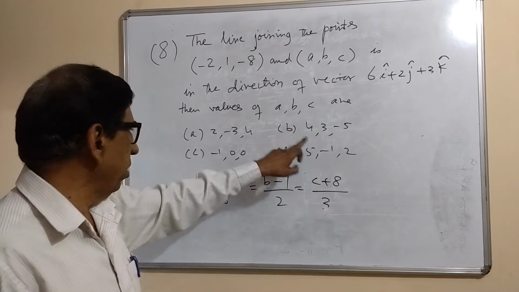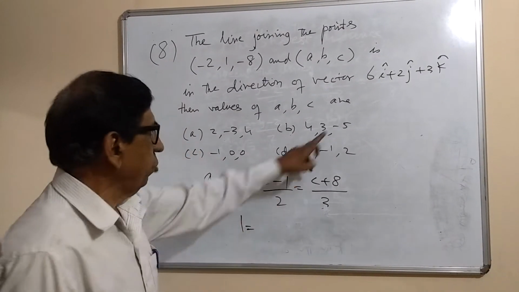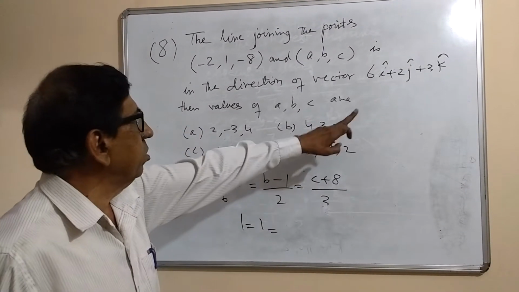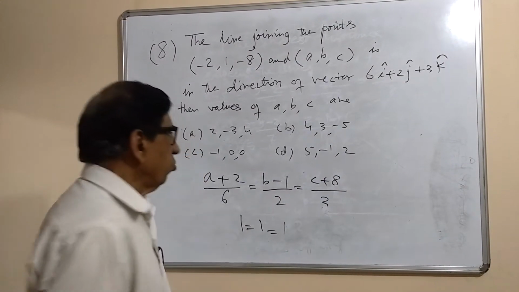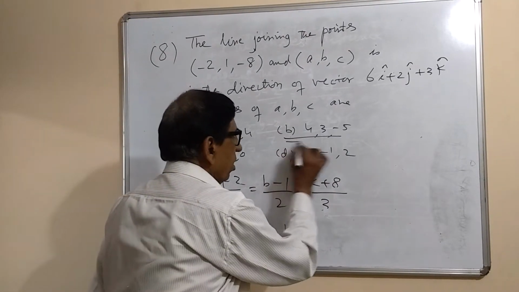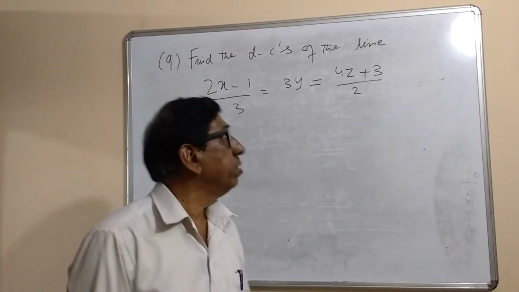Now put second option. 4 plus 2, 6 upon 6, 1. 3 minus 1, 2 upon 2 is 1. And what is the minus 5? Minus 5 plus 3 upon 3 is 1. So these three ratios are satisfied by option B. So this is our correct answer. Now we are taking ninth shortcut.